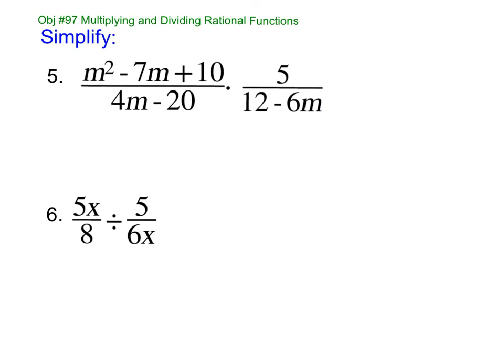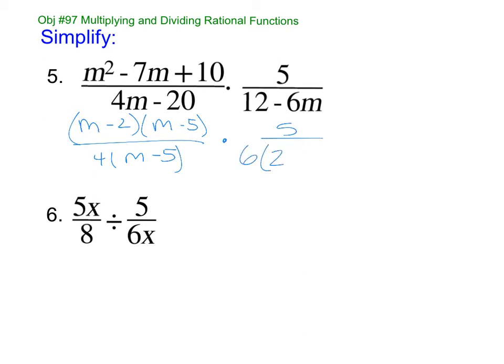So I'm going to factor the top, m minus 2, m minus 5, over 4 times m minus 5, times 5 over 6 times 2 minus m. All right, so let's see what cancels. We have our m minus 5s that cancel. Now, the question is, do those cancel? M minus 2 and 2 minus m. They do cancel. They actually cancel to -1.